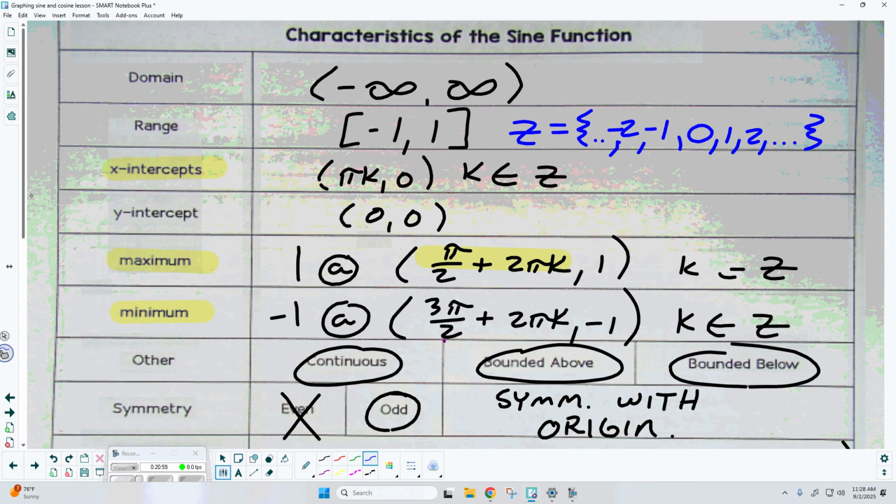Okay, because think about it, if this graph repeats forever, how many x-intercepts am I going to have? I'm going to have an infinite number. How many maximums and minimums? I'm going to have an infinite number of those. So these are providing you little formulas.